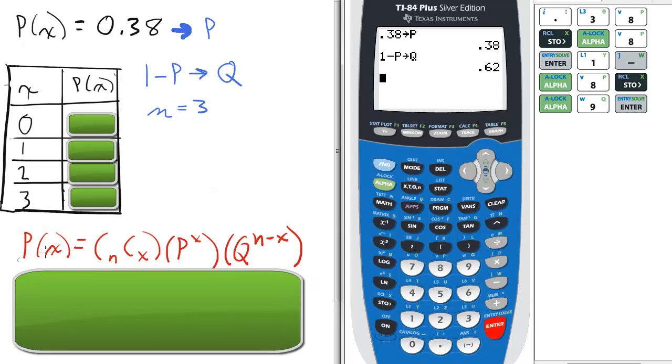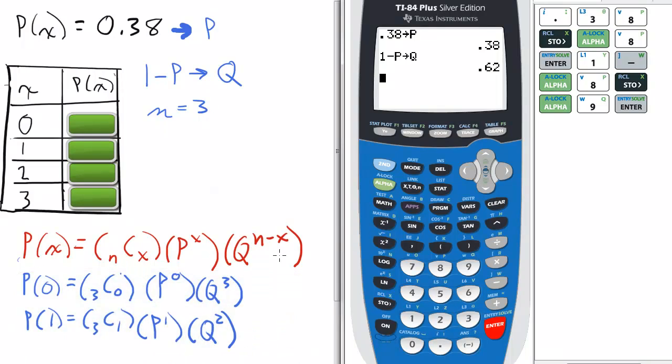The formula is P of x equals nCx, which is a combination of n items taken x at a time, p to the x, q to the n minus x. On the calculator, here are 2 examples. P of 0 is 3C0, p to the 0, q to the 3, and P of 1 will be 3C1, p to the 1, q to the 2.